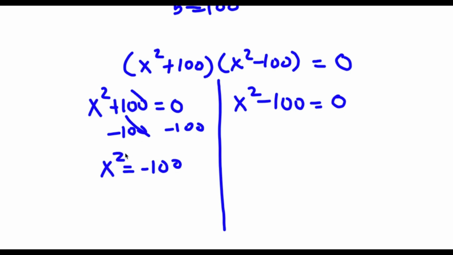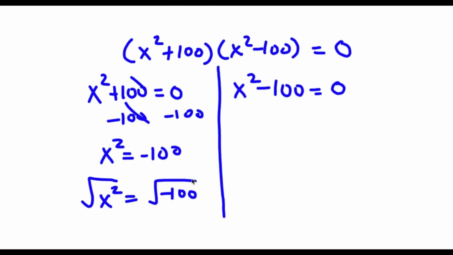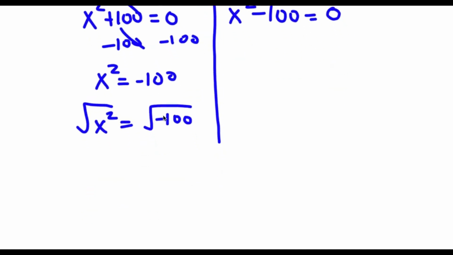Now, I want to cancel out this power of 2, so I'm going to take the square root on both sides. So now I have the square root of x squared is equal to the square root of negative 100. Now, the square root of x squared, these two simply cancel out. So I'm simply left with x is equal to, now the square root of negative 100, this is the same thing as the square root of 100 times the square root of negative 1.